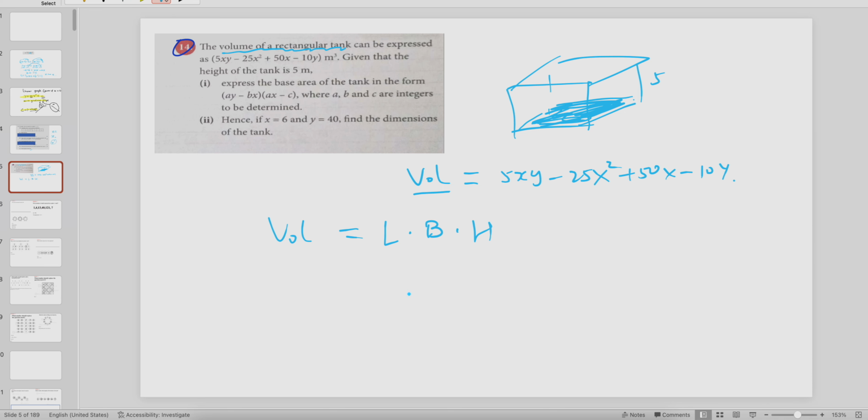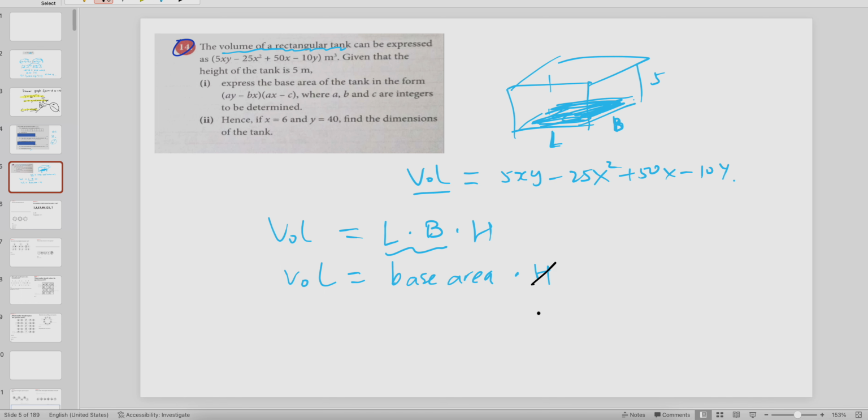And what I want you to realize is that the volume is equal to length times breadth times height. So this is the length, right? This is the breadth, right? So when you multiply the length by the breadth, that will give you the what? The base area. Yes. So length times breadth gives you the base area, so volume is equal to base area times height. Does it make sense?